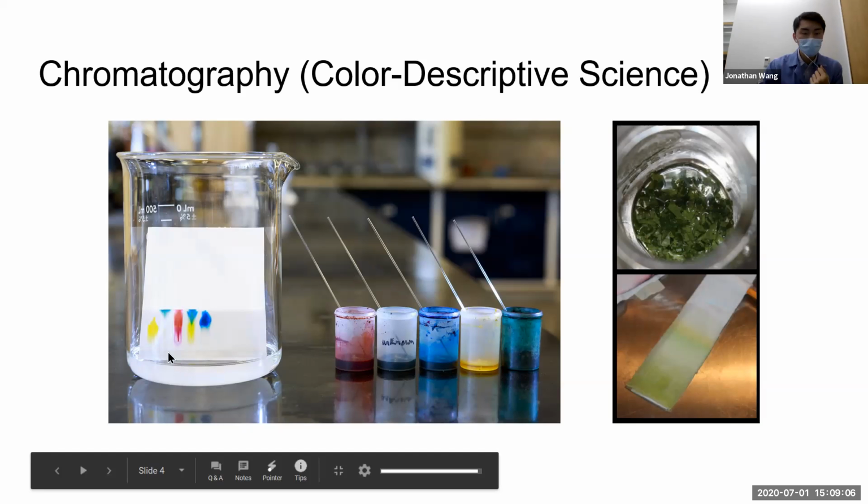What you'll see happen is the water front will move past that drop of ink and pull different portions of the ink apart from each other. The portions that are highly bound to the paper will remain lagging behind, while the more soluble things will be pushed along, and you get this nice smear of different components.